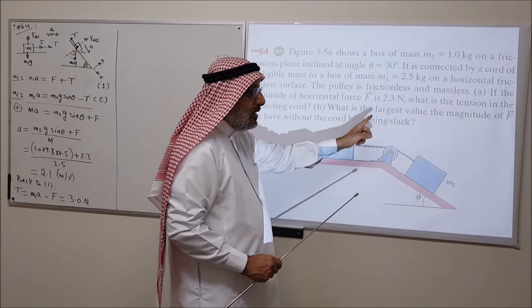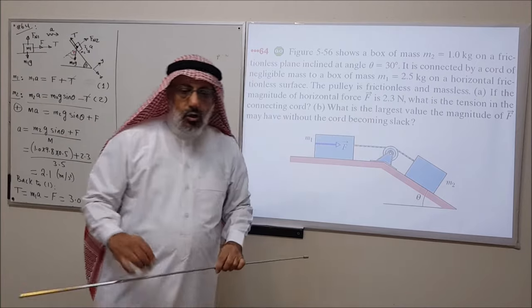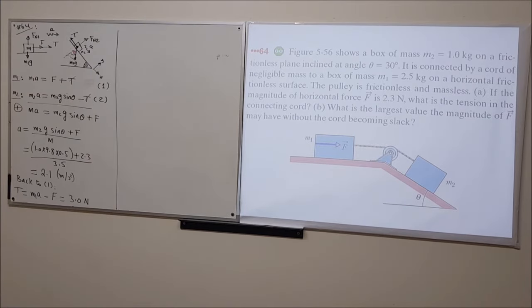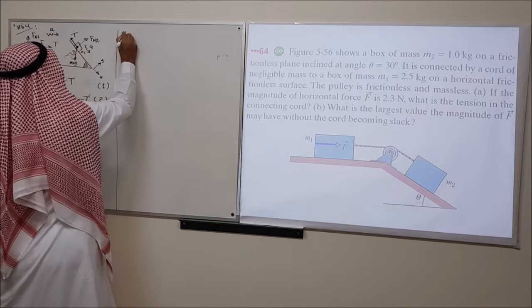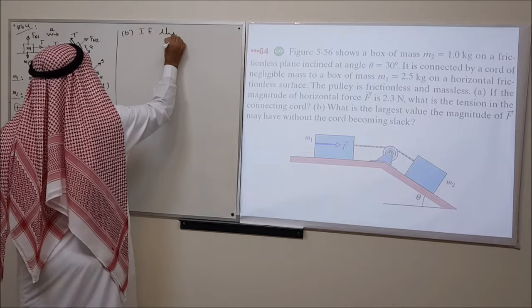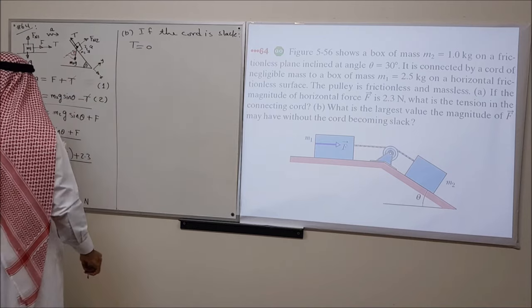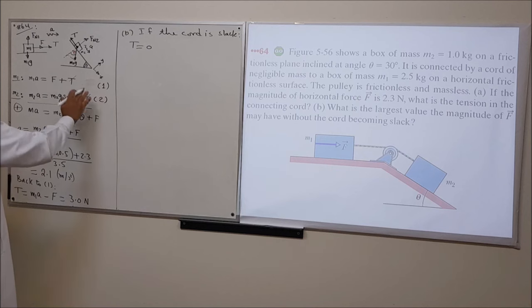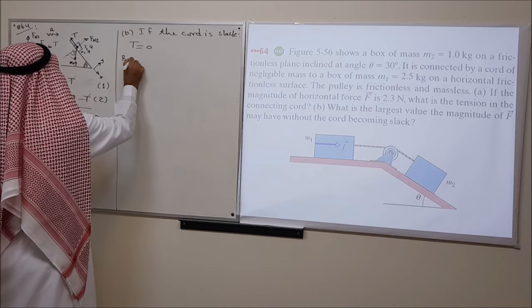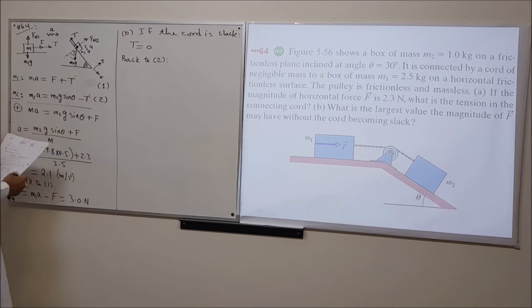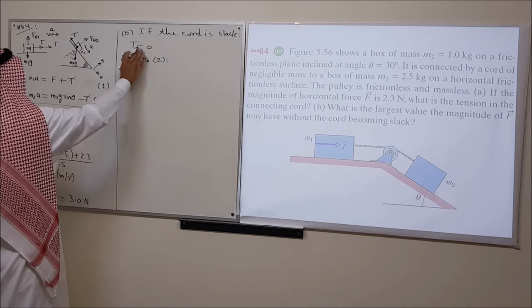The value of F that will make the cord slack means the tension zero. So what is the value of F that will make the tension equal to zero? Let's find out. If the cord is slack, then the tension T is equal to zero. What we have to do is go to equation 2, set the tension equal to zero, and solve. Someone may say, why don't we go to 1? Set the tension equal to 0. That's okay, but then you have two unknowns, F and A. That's why we go to 2. Because in 2, if I set the tension equal to 0, the only unknown will be the acceleration.